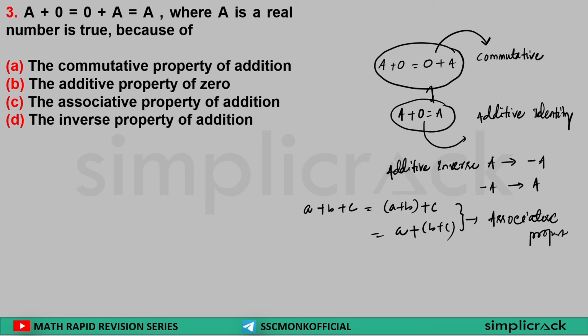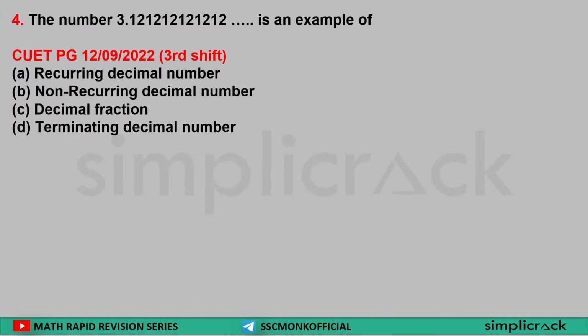Now in this particular question, what we are seeing, a plus 0 is equal to 0 plus a, which is equal to a. So this is known as commutative property of addition. If it were only written as a plus 0 is equal to a, then it would have been known as the additive identity of a. Clear? Next.